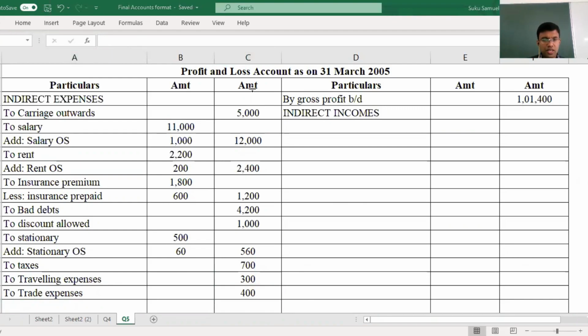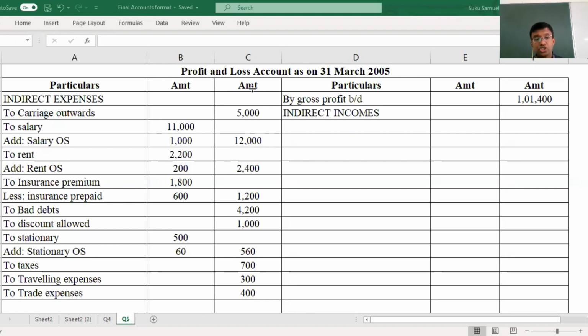Okay, moving forward, we have covered most of the items. Now we have to consider the adjustments. Let's look at the adjustments one by one. We have salary outstanding, that we have already taken. Rent outstanding, that also we've considered. Insurance prepaid, that also we have considered.